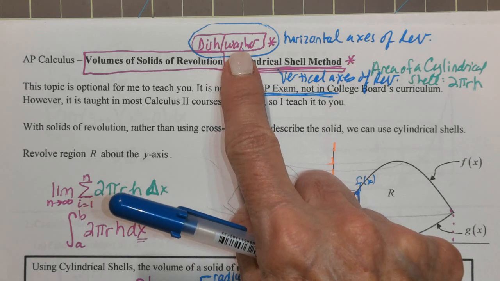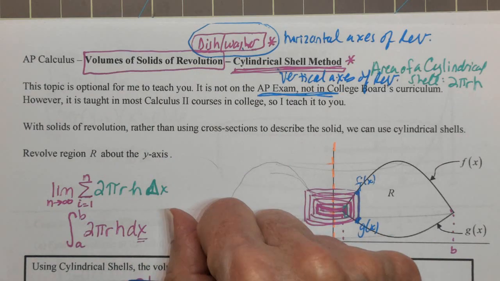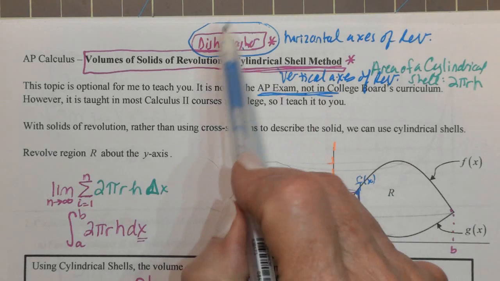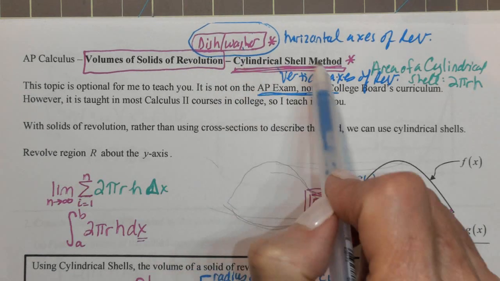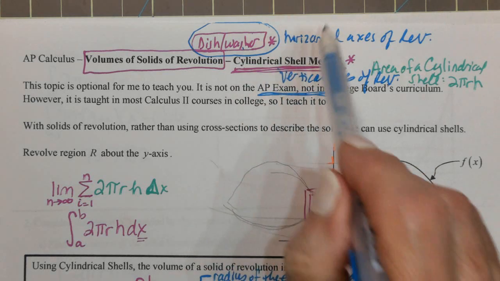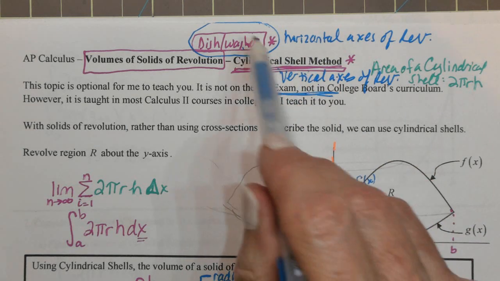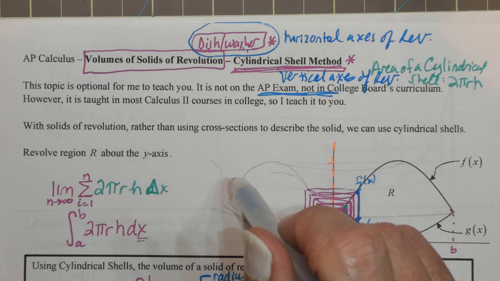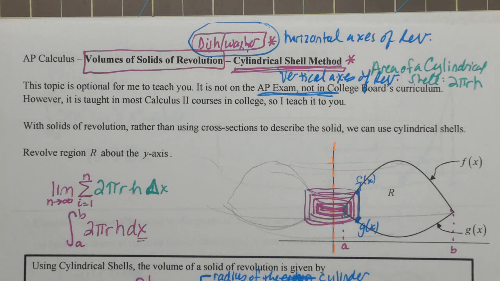Alright? Now, on my test, not true. On my test, I've taught this to you, I expect you to know it. So I expect you to know both. Okay? So on my test, if I say which integral gives the volume, it might be a cylindrical shell, or it might be disk and washer. Okay, so know both. Alrighty, that's it.